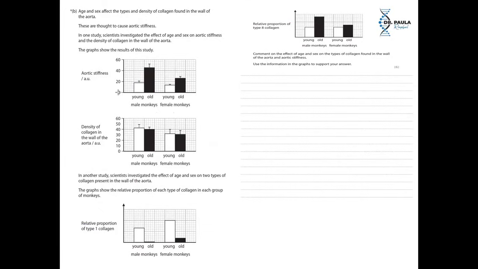Another thing you have to see here is the error bars. Are they overlapping? This is very important. Let's see here if you can compare between the old male monkeys and the young male monkeys. You can see the error bars are not overlapping, which means there is a significant difference between them.